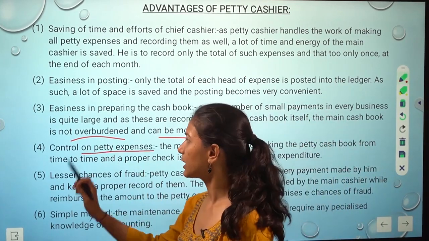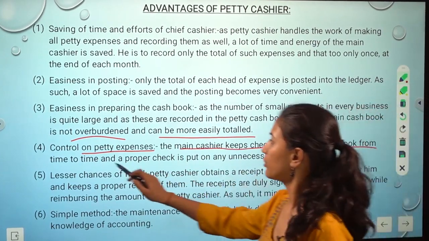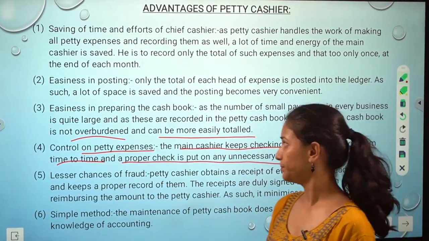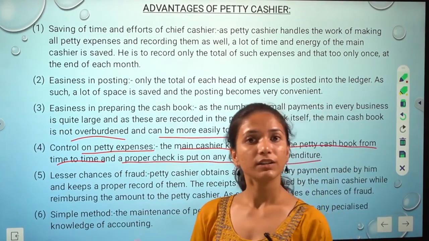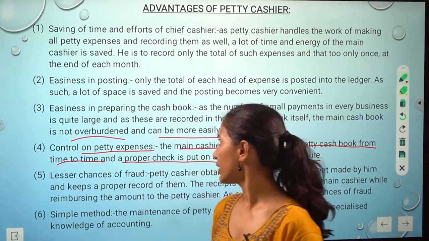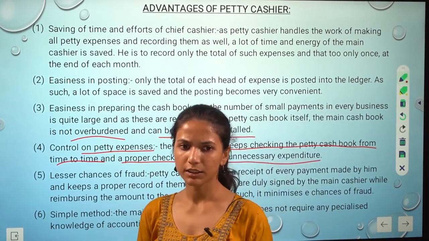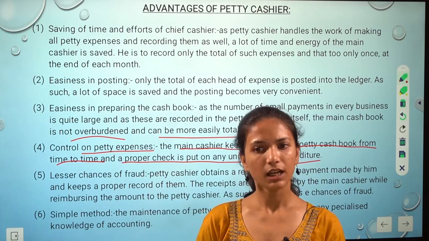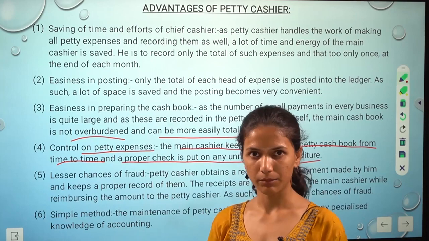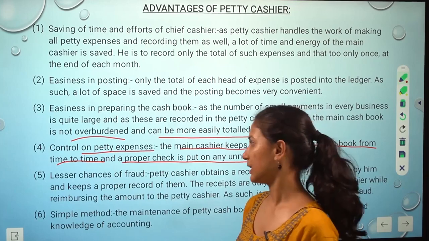Next is control on petty expenses. That we have already studied. The main cashier keeps checking the petty cash book from time to time, and a proper check is put on any unnecessary expenditure. The main cashier always keeps a check on all the expenses paid out by the petty cashier once in a week. He will keep a proper check. If he sees that this expenditure is not to be made, then he will question it: why have you paid this amount? This was not required to be paid. So all these things he can take control of on petty expenses.